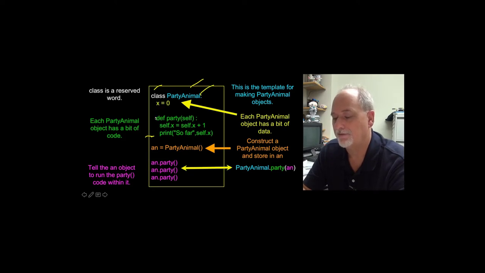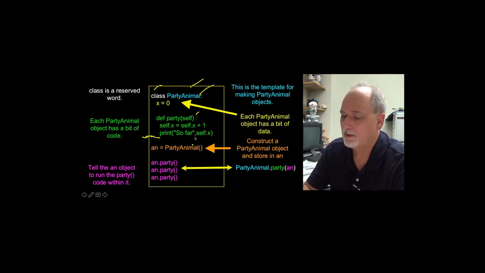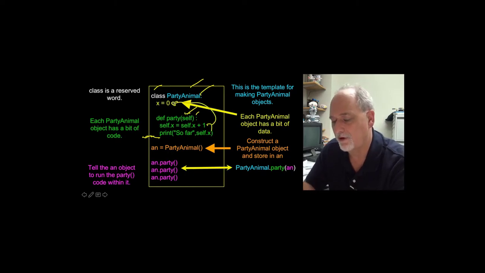And then there is a def. This looks just like a function. It starts with a def, has a colon, indents. So that function finishes right there. The difference is this is a method because it lives inside of a class. And so there is no function called party. There's a function called party within the PartyAnimal class. And we'll talk in a second about this self thing. It is the way that inside this code we refer back to that variable.